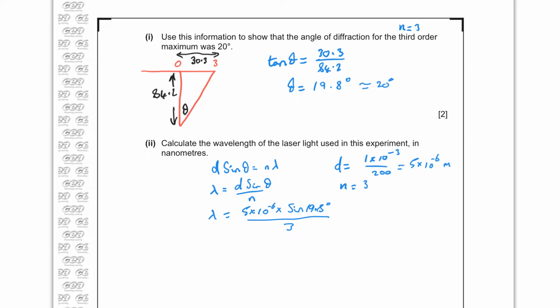And that gives us a lambda of 5.65 times 10 to the minus 7 meters, or 565 nanometers.